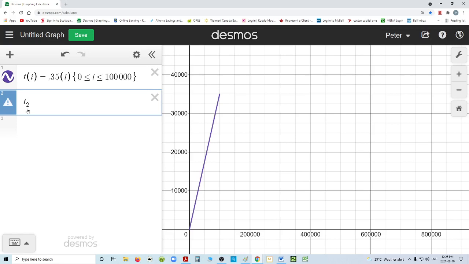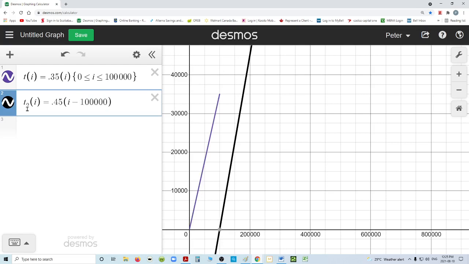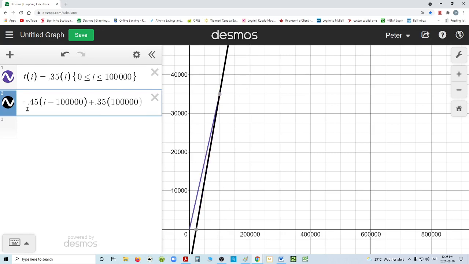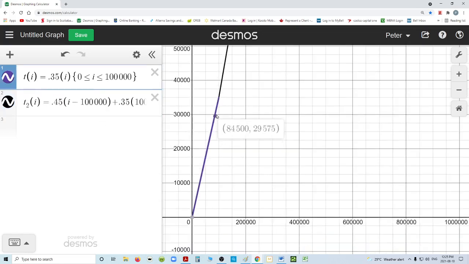Okay, let's do the next tax statement. Let's call it T2 though, of I is going to be equal to 0.45 times I minus the 100,000 plus 0.35 times the 100,000. And that should connect us. And then don't forget your limitations. That's when 100,000 is smaller than X is smaller or equal to 500,000. Now, I shouldn't have made X. I should have said I, and boom. We should have connected there, and then here it'll say undefined.